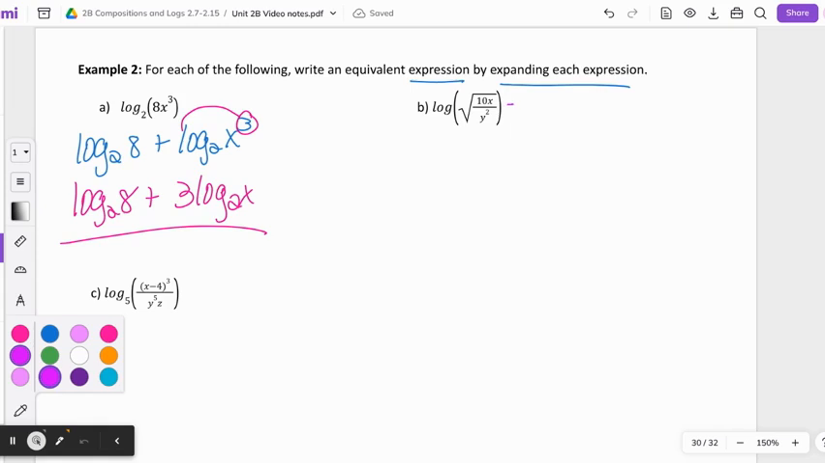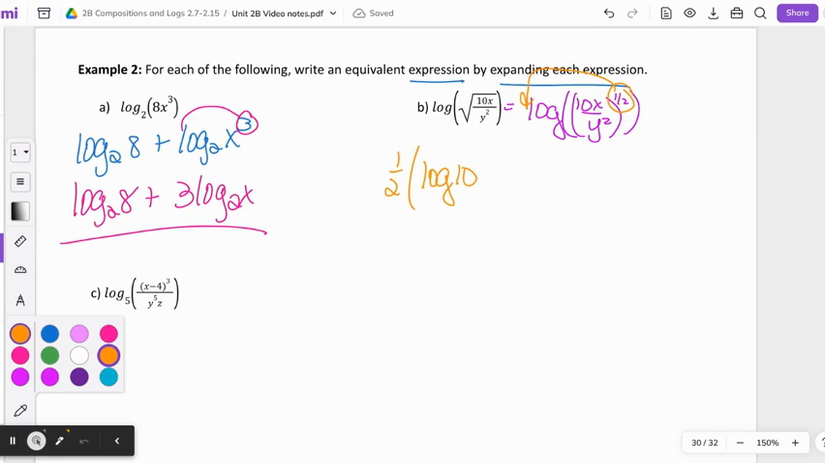Ooh, this is a good one. So first thing I'm going to do is rewrite that whole thing to the 1/2 instead of that radical. So the 1/2 can come down in front. And I'm just going to put big sets of parentheses. And then I can break this up.